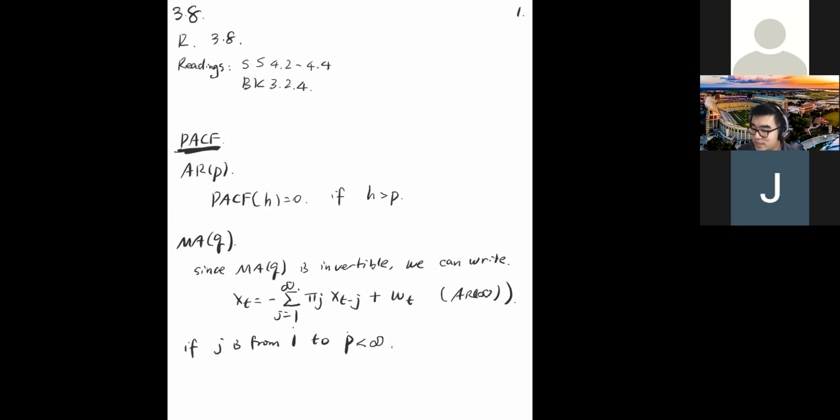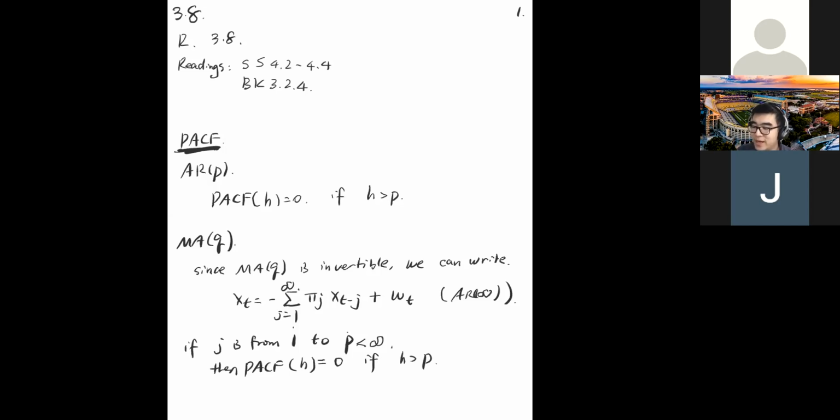And you can realize that this is an AR infinity model, okay? And if we have a finite combination of the X lags, then from our AR(p) result, we know that the PACF at lag h is equal to 0 if h is larger than p, okay? So this is just the result that we got from our AR(p) model.